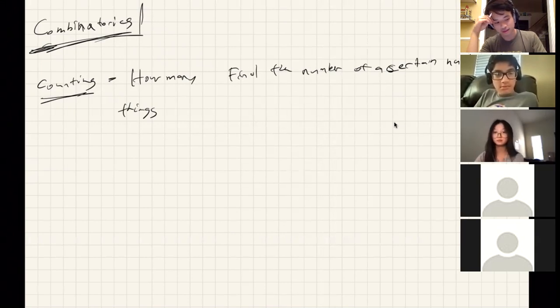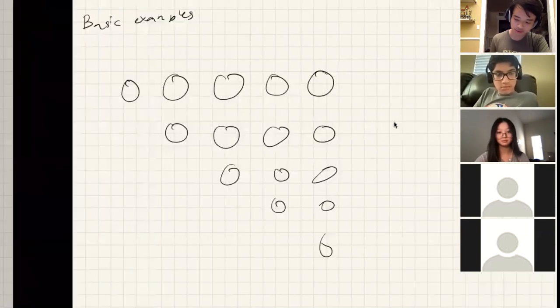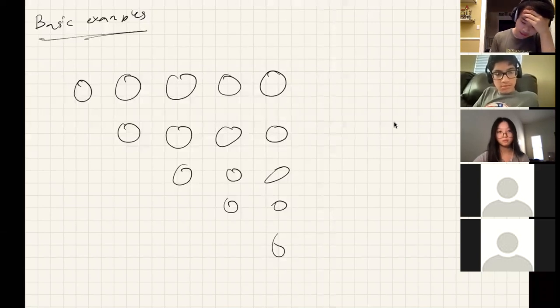Combinatoric ideas like casework and constructive counting are also found in other subjects, like number theory, algebra, even geometry sometimes. They still use these fundamental ideas about how to find a certain number of things. Those are ideas that are not just for combinatorics, they're also used for other subjects. So what about basic examples?